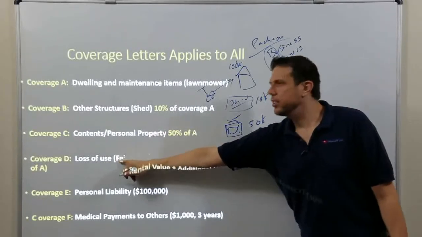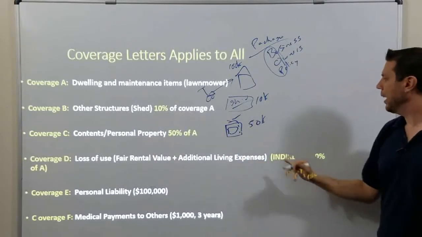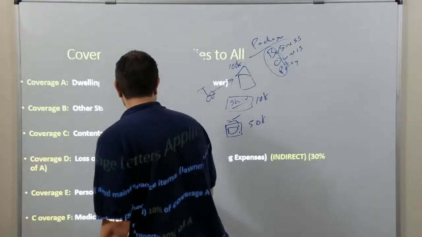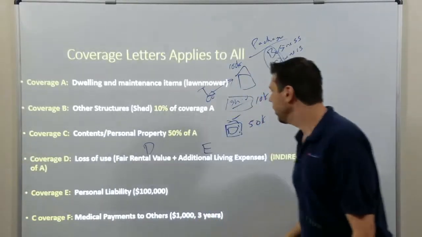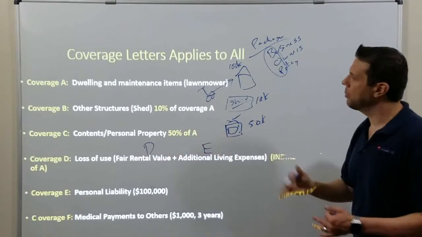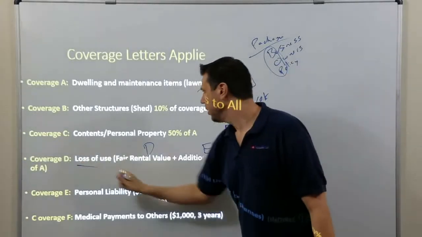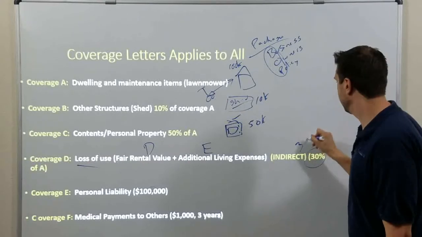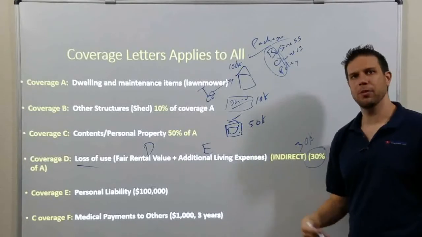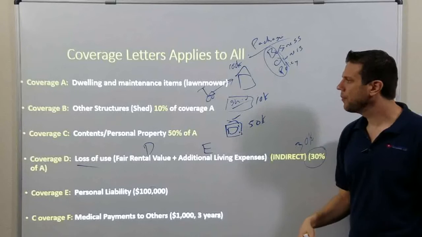Coverage D is loss of use. That's fair rental value and additional living expenses. That was coverage D and E under dwelling. Homeowners insurance adds them together, so you automatically get coverage. Coverage D, loss of use, that's the name of it, is 30% of coverage A. So it'll give you rental income if you could have rented out a room, and it'll put you up in a hotel, which is additional living expenses.